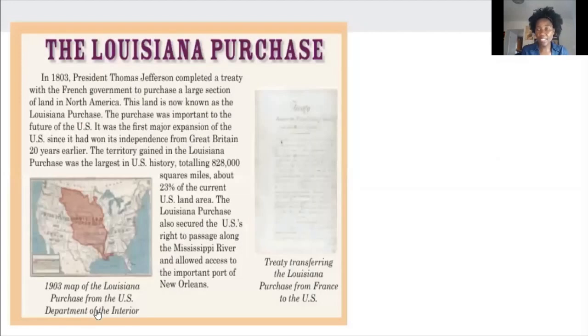Okay, our next passage, we can see clearly that it has a title and it has a few other text evidence on it. The title of the passage is The Louisiana Purchase. Please go ahead and read carefully.